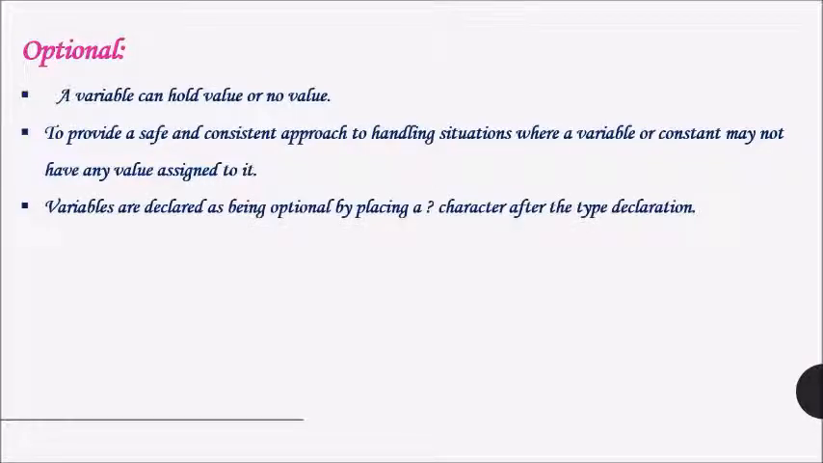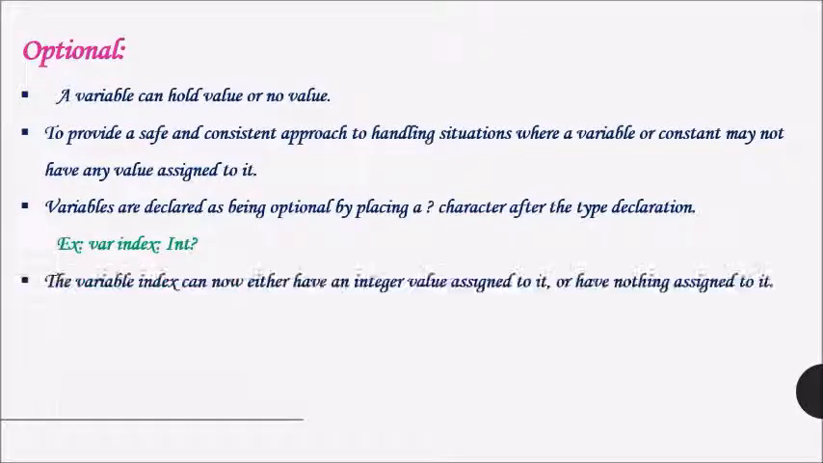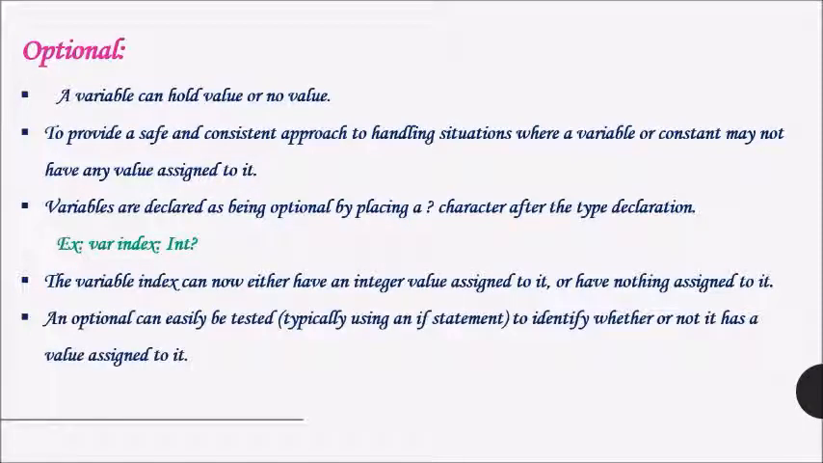A variable is declared as optional by placing a question mark character after the type declaration. For example, var index: Int? is optional. The variable index can now either have an integer value assigned to it or have nothing assigned to it. As far as the compiler and runtime are concerned, an optional with no value assigned to it actually has a value of nil. An optional can easily be tested to identify whether or not it has a value assigned to it, like using an if statement.